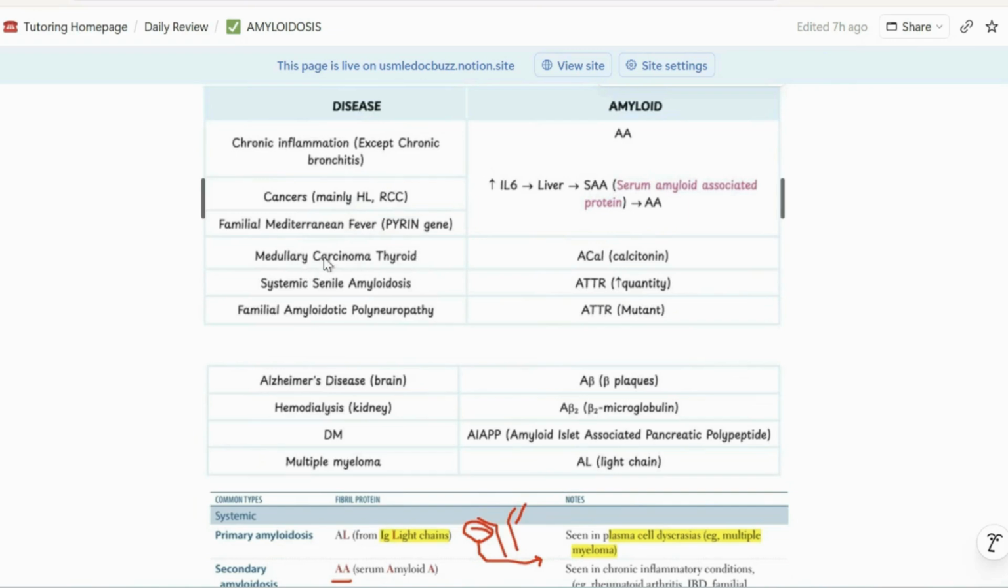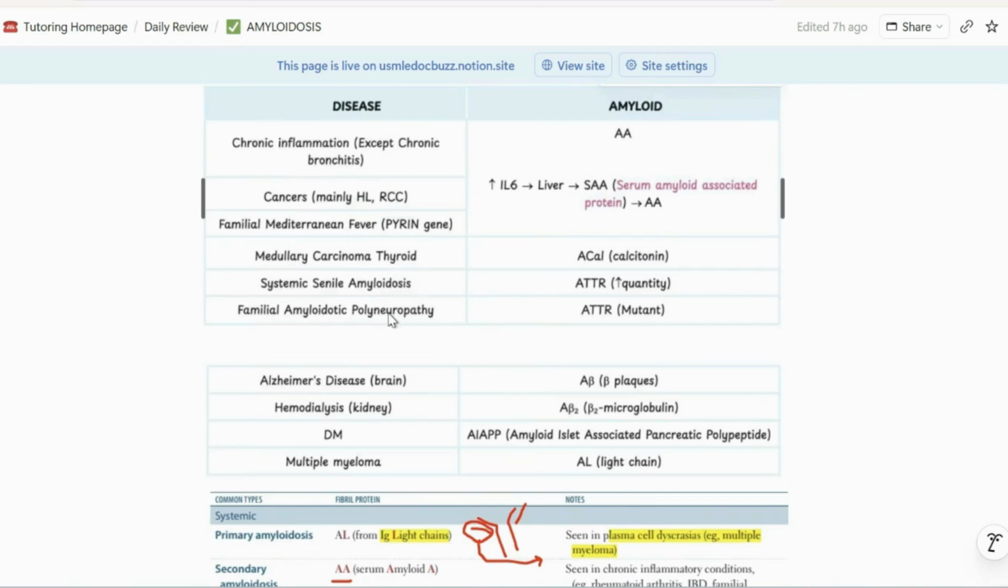Next thing comes medullary carcinoma of the thyroid, right? Now you accumulate calcitonin in this. That's why it's called ACAL, right? And that's why, if you look at the biopsy of the thyroid, you get the whole amorphous pink material within the thyroid gland, okay? Then comes the accumulation of transthyretin, right?